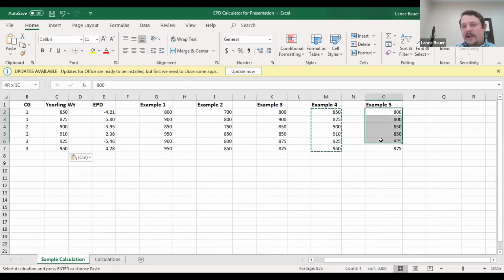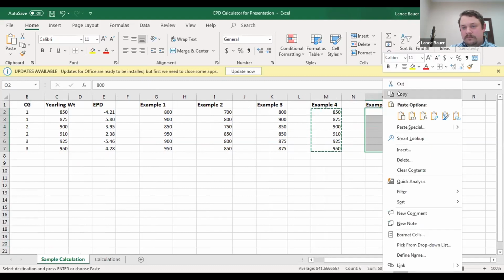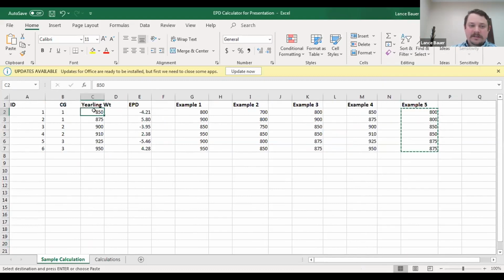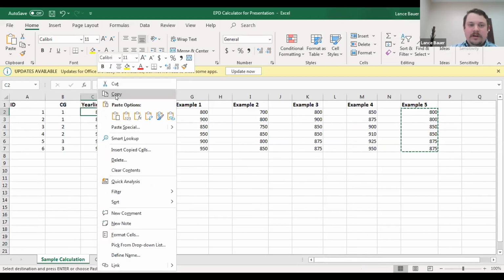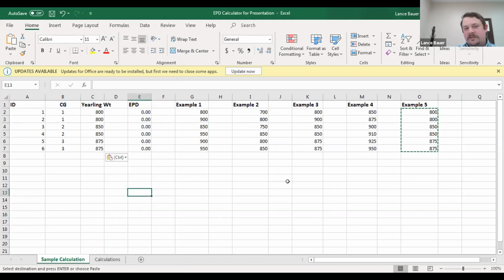And then example 5 is if everything got turned in and adjusted to the same weights within their contemporary groups, and this would be the same for a single animal because there's no difference to compare to, we have no expected progeny difference.